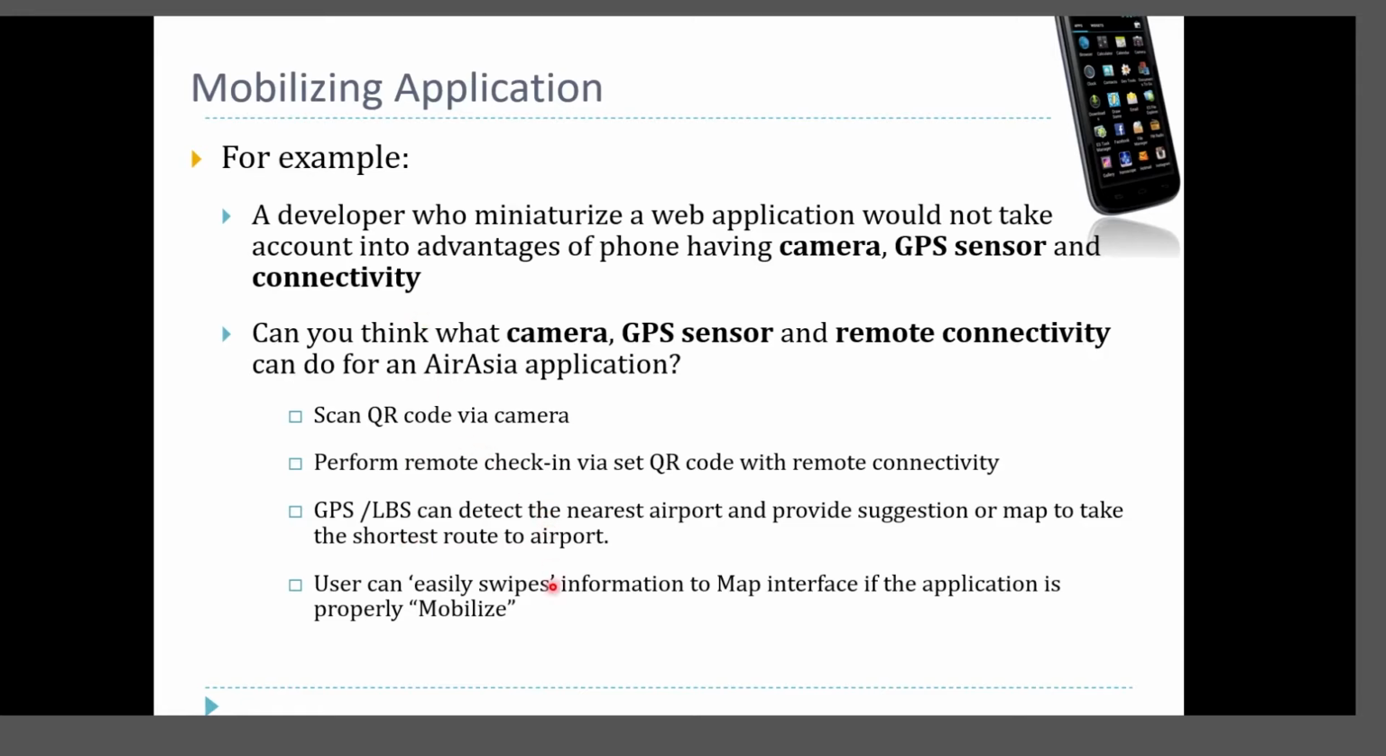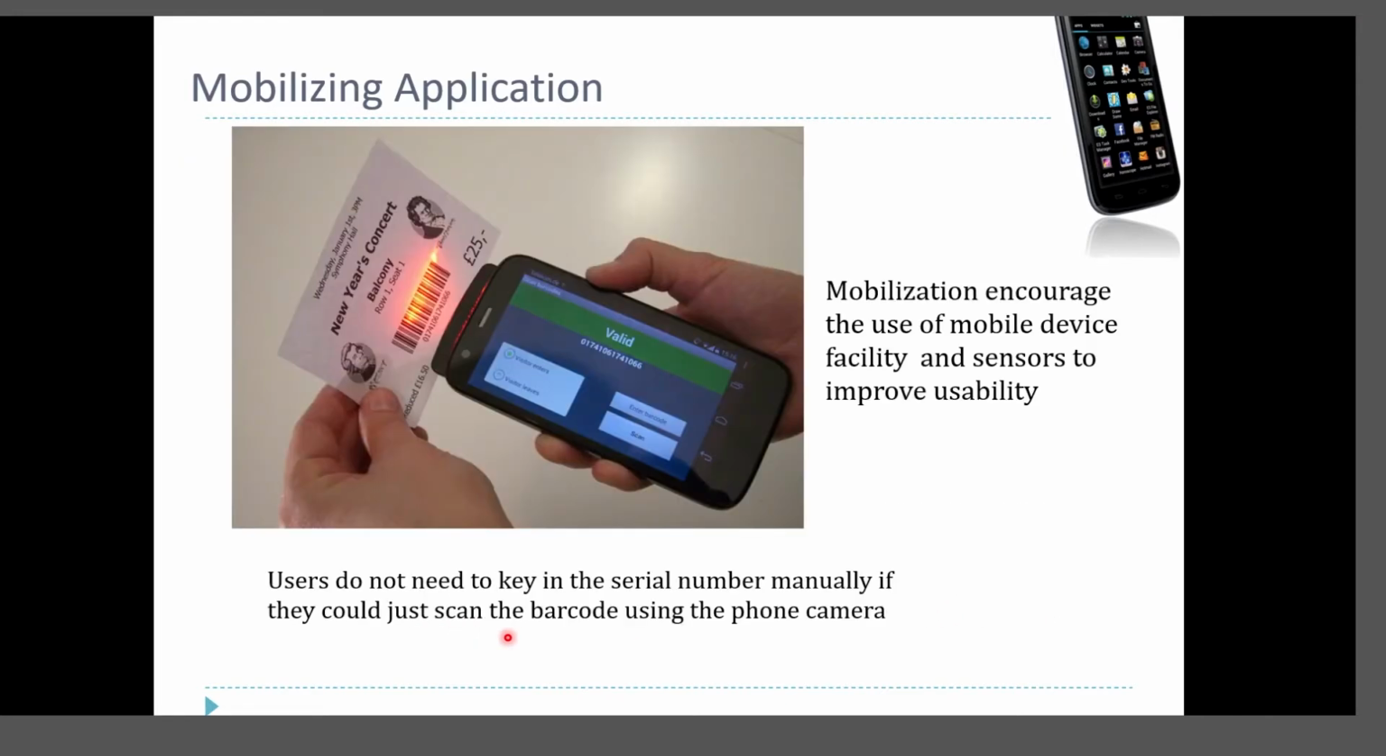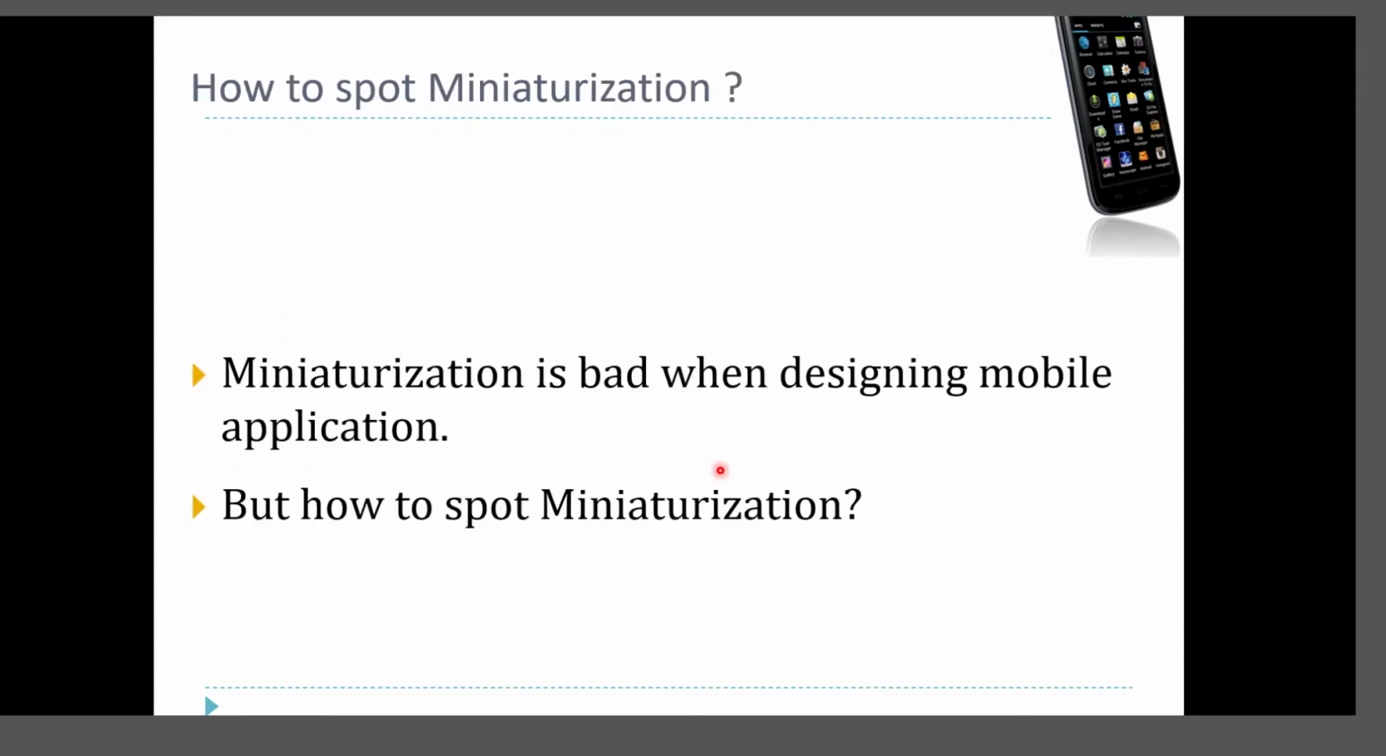And then the user can easily swipe the information to web interface if the application is properly mobilized. So this is an example of mobilizing the application. You can scan the QR code or barcode automatically using your barcode scanner, if your phone has a barcode scanner. This is an Android application if you look carefully. Or you can use the camera inside your mobile application to scan the barcode or QR code.